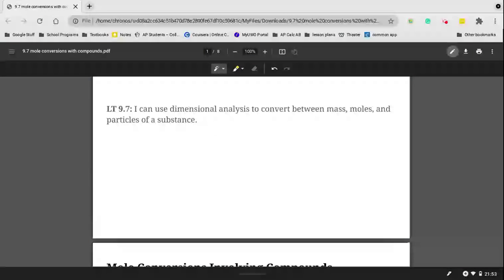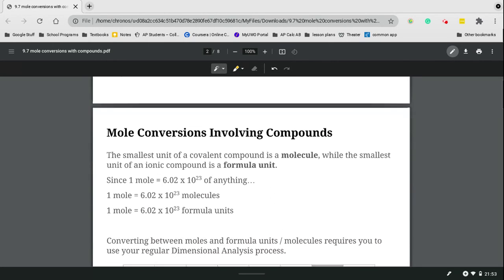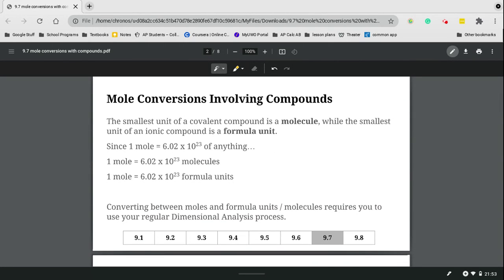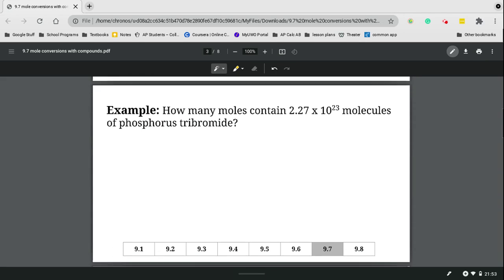So we're back to using dimensional analysis to convert between mass, moles, and particles of substances. And since the smallest unit of anything is 6.02 times 10 to the 23rd, Avogadro's number, we use that for finding a mole of both molecules and formula units. And with that, we're going to be using that same dimensional analysis process that we've been using before.